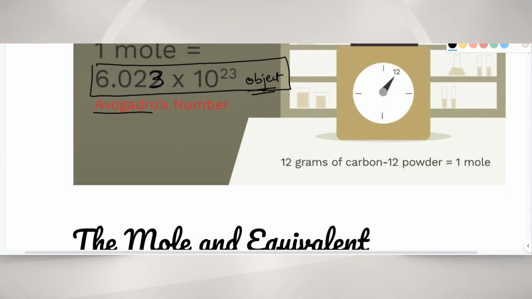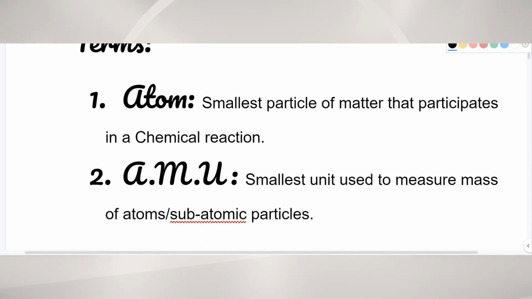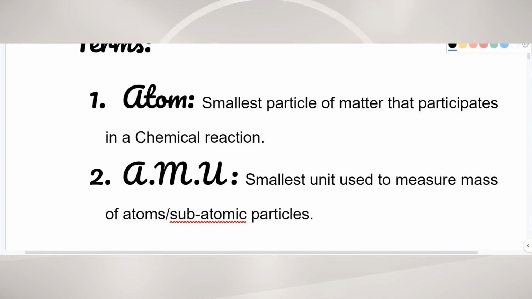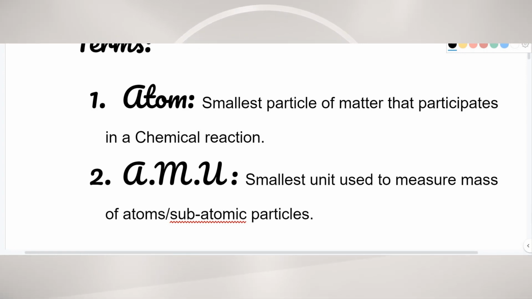Now let's move on to understand more about the mole concept. Before starting, we should know the meaning of atom, element, and molecule. Elements are those that you see on the periodic table, and those elements are basically atoms. An atom of an element is the smallest particle of matter that participates in a chemical reaction.